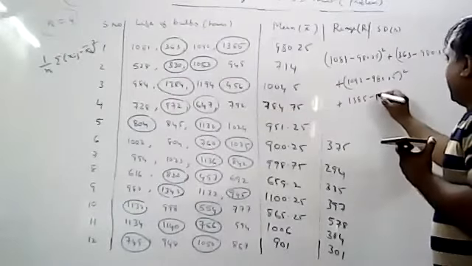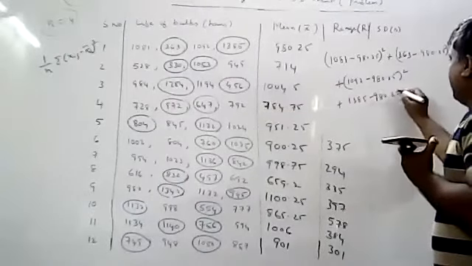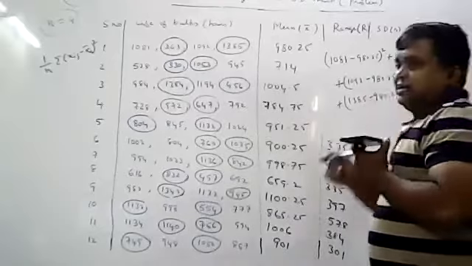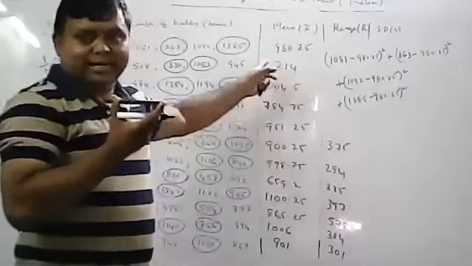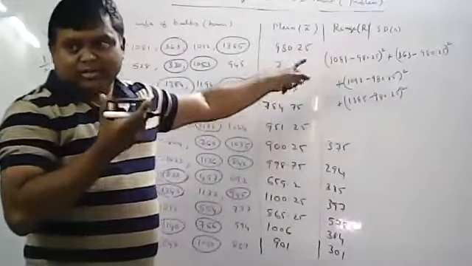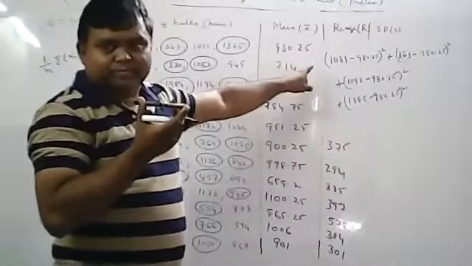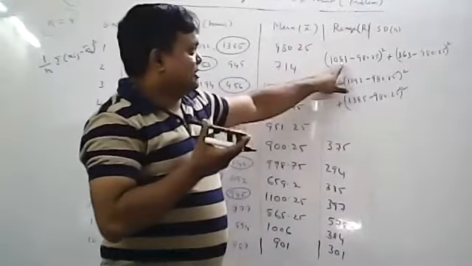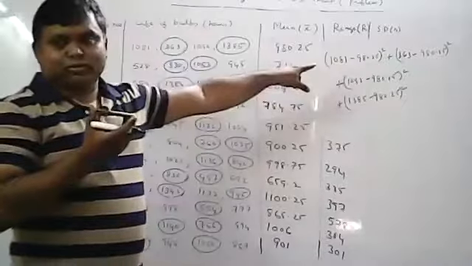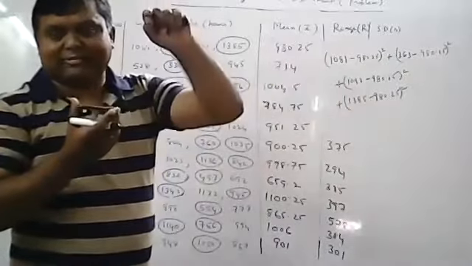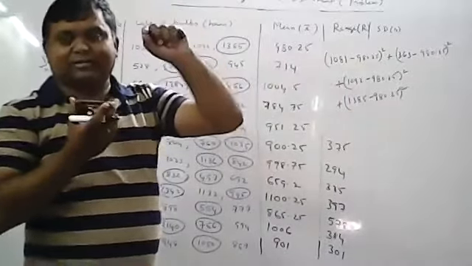1385 minus 980.25 whole square. In the scientific calculator, you can do direct calculation like this only. Okay, so can anyone now do this value? Brackets open, 1081 minus 980.25 whole square. Square option will be available in the scientific calculator.